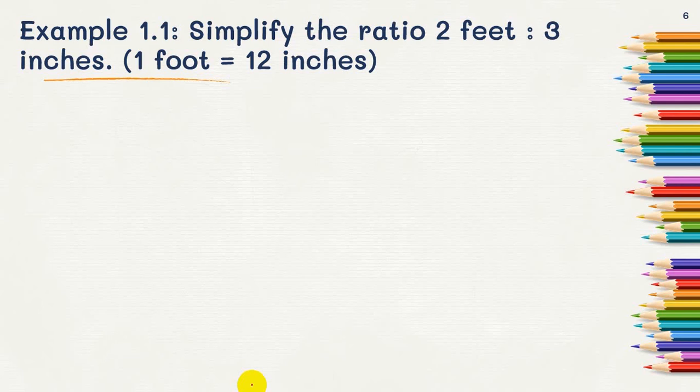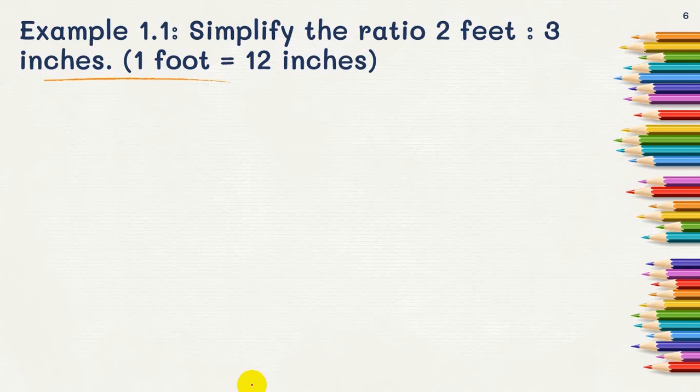Example 1.1. Simplify the ratio 2 feet is to 3 inches. Before you can actually simplify, you have to check whether the units are similar or not. If they are similar, there's no problem. You can directly simplify. But if they are not similar, you have to first make them similar units. In this case, we are talking about foot and inch. So they are not similar, but they are of the same kind. They are both talking about length.